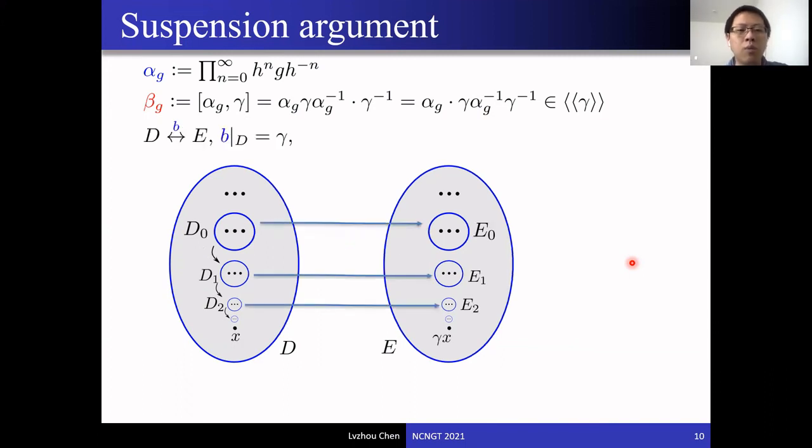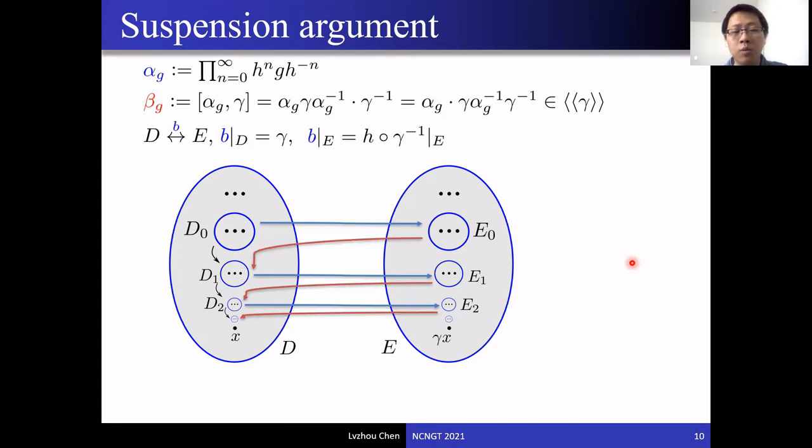Now we need to construct one further mapping class that swaps the two disks D and E. This is the mapping class B. Its restriction on the disk D is just the starting mapping class gamma. But to go back from E to D, instead of taking gamma inverse, we further compose it with the dilation-like mapping class H. So in this way, the map B takes E0 to D1, E1 to D2, and so on.